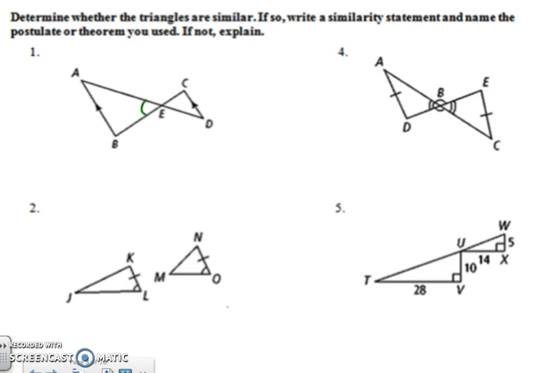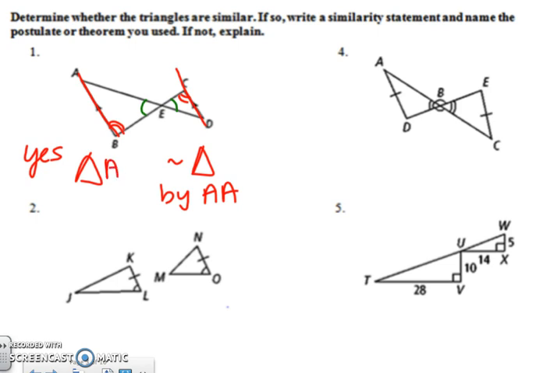So on number 1, I have vertical angles, and I know that theorem works out. Secondly, if these are parallel lines, I know I've got some alternate interior angles, okay? So then what that means, I've got 2 angles. So yes, these are similar. So now I just need to write my similarity statement. And I would say by angle angle, okay? So I'm going to say ABE is similar to DCE, okay? So if you've got 2 angles, they are similar.